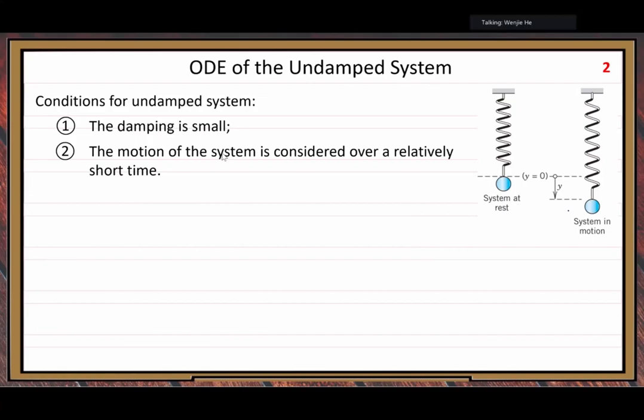So from this second assumption, you can see the damping force is applied to the system. First, very short. Second, applied in a short period of time. So the impact is very small, so we can ignore it. Under these two assumptions in the real world situation, we can simplify our system to this undamped system.